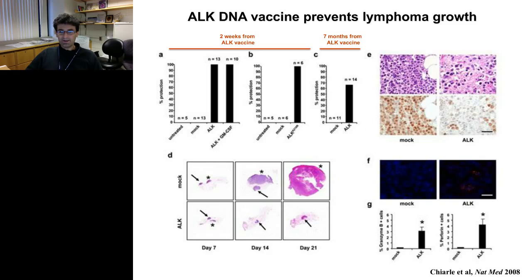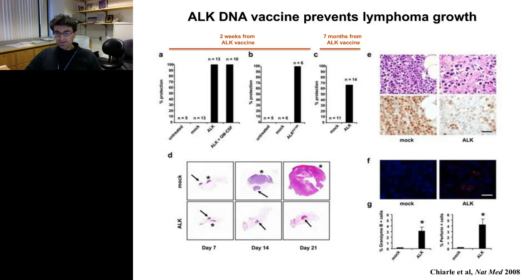And after 3 weeks it is a large mass of lymphoma cells that are positive. Instead, in the ALK vaccinated mice, you see again the lymph node with the tumor at day 7, they are more or less the same size, but then eventually the tumor is completely gone and you are left only with the lymph node. And you can see here in immunohistochemistry that in mock vaccinated controls, there are a lot of ALK positive cells. Instead, in the ALK vaccinated, the majority of cells are negative, reactive inflammatory cells.